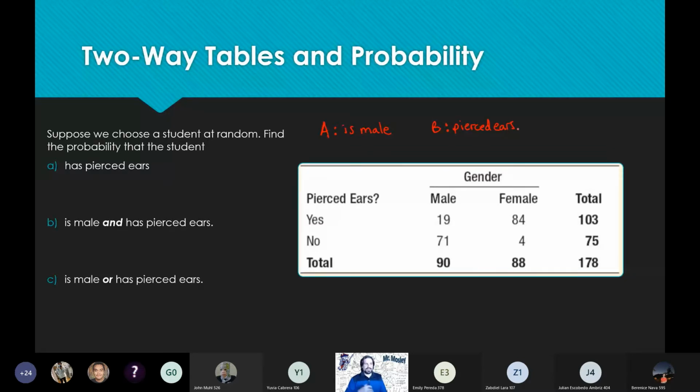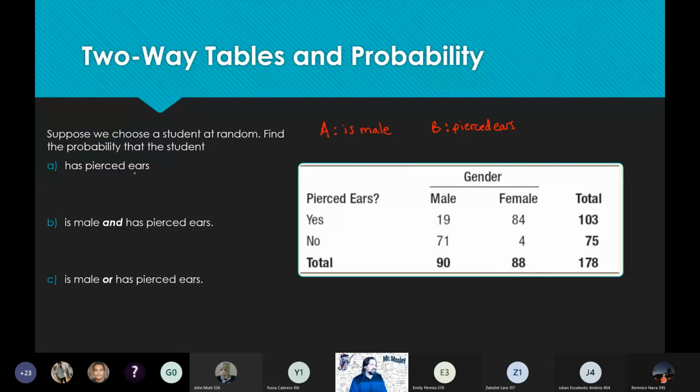So we have two events. We only need two events because the complement of each of these events is the other possibility. The complement of being male is being female. The complement of pierced ears is not pierced ears. So we have all of the options covered with just two events here named.